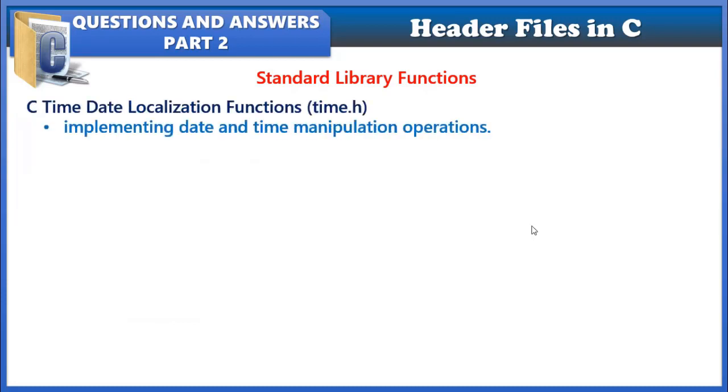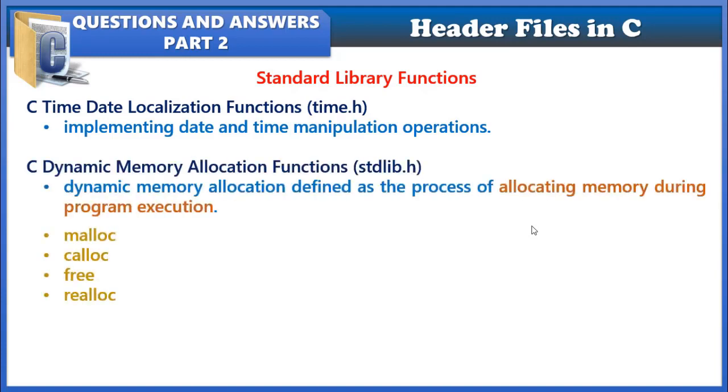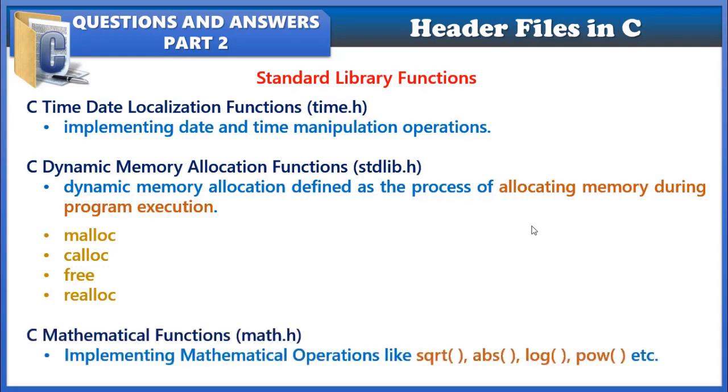Next one is time.h, which deals with date and time operations in C. Next one is stdlib.h, which supports dynamic memory allocation functions like malloc, calloc, free and realloc. And next one is math.h, which deals with functions like sqrt, which calculates the square root of given number, abs function, which calculates the absolute value of given number, log, power, etc. So this is all about the header files in C.